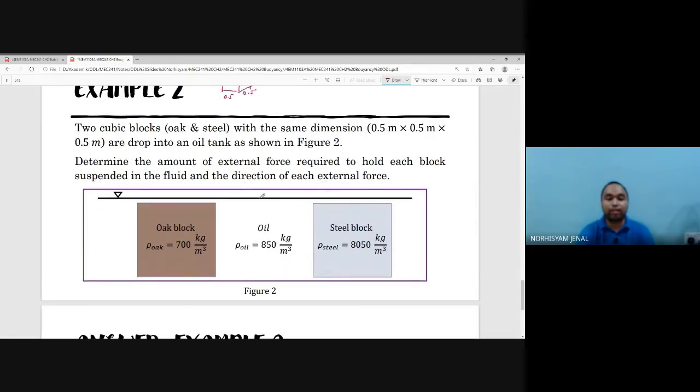Number one, dropped into an oil tank, meaning the liquid that we are dealing with is oil, which is 850 kilogram per meter cube. So this is the fluid. This is the surface, and this is the floor, for example.